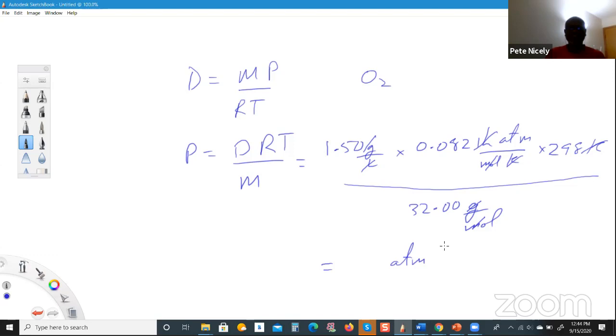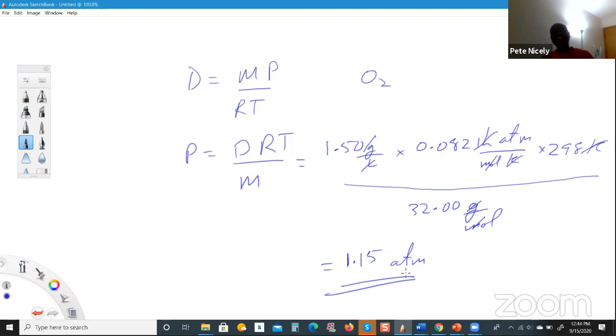So we do our calculation here: 1.50 times 0.0821 times 298 divided by 32.00. And we have to round off to 3 sig figs. So therefore the answer becomes 1.15 atmospheres. And that would be the pressure of the oxygen, all right?